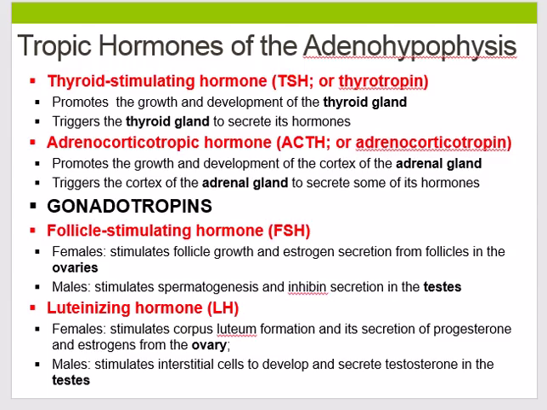The last gonadotropin hormone, which is a tropic hormone of the anterior pituitary, is luteinizing hormone, which in females stimulates the formation of the corpus luteum, and this will then produce and secrete progesterone and estrogen from the ovary. This has to do with the female cycle, which we'll get into again in the reproductive system. But in males, it stimulates interstitial cells that are found within the testes to both develop and secrete testosterone. And as you'll learn later, it's these interstitial cells within the testes that secrete testosterone because they're being stimulated by luteinizing hormone.